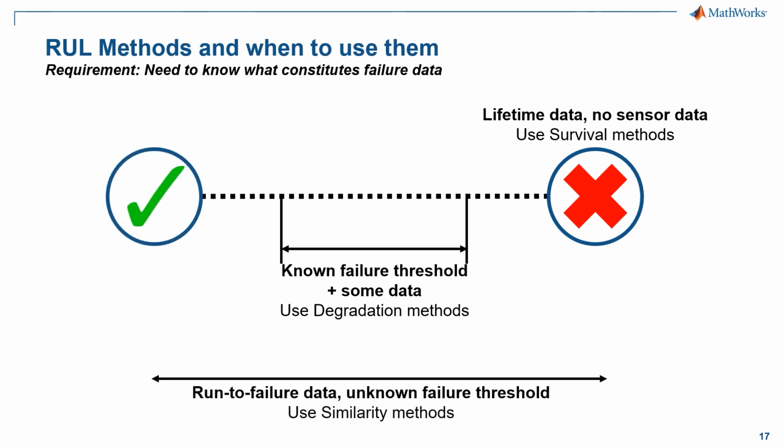And then the sort of purely data-driven approaches, say we actually have sensors on this thing from life till death, right, from start till finish. So that's called run to failure data. Now, if we have that, we don't actually need to know what failure looks like or have to define some sort of failure threshold. We can rely on the data on its own and use something called similarity methods, and that's actually what we'll use in the demo. We have that sort of run to failure data.